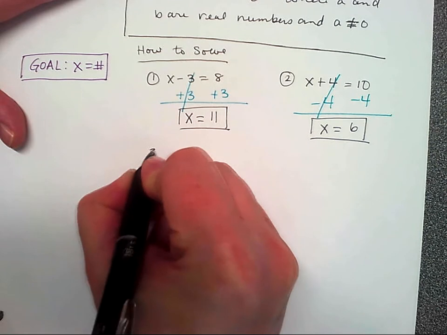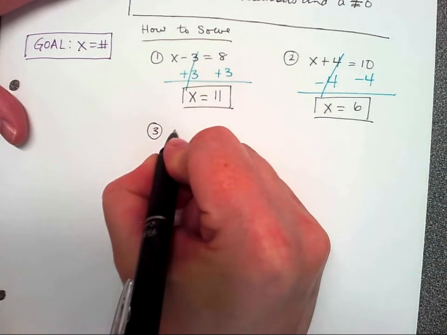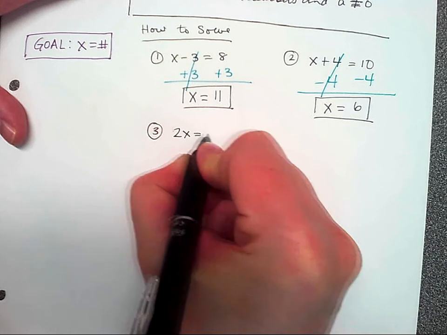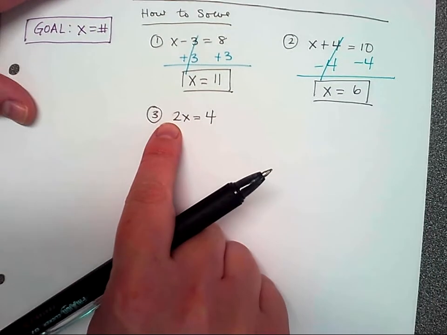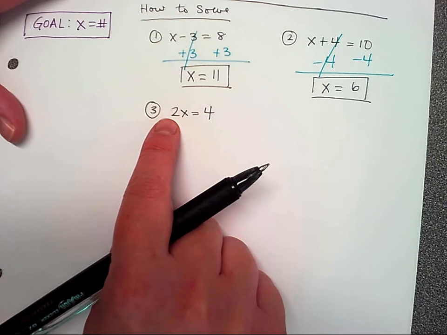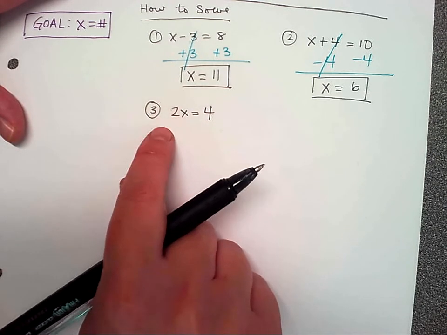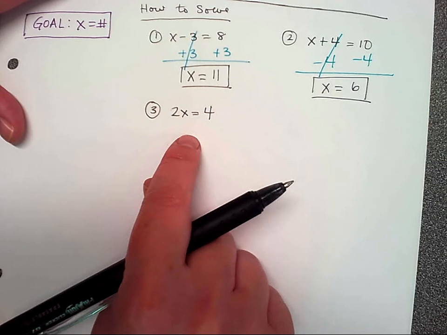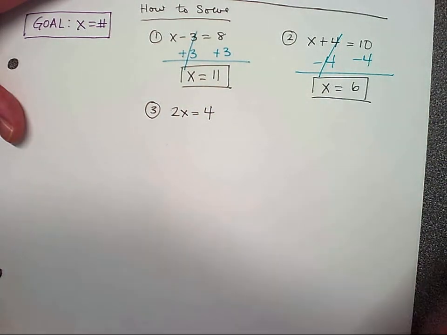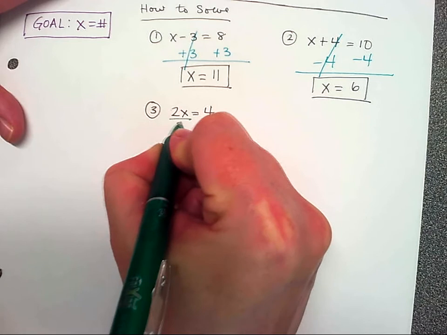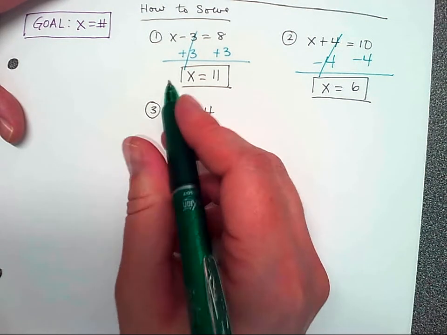Something else we're going to run into is multiplication. If I have 2x equals 4, what's the operation between 2 and x? Good. So it's multiplication. The opposite of multiplication is division. So I'm going to divide by 2 on both sides, because the opposite of multiplying by 2 is dividing by 2.